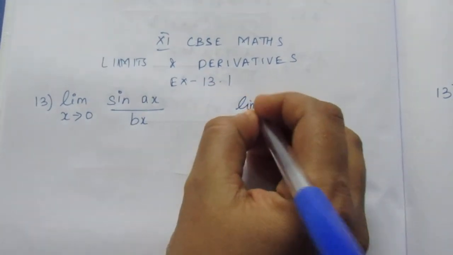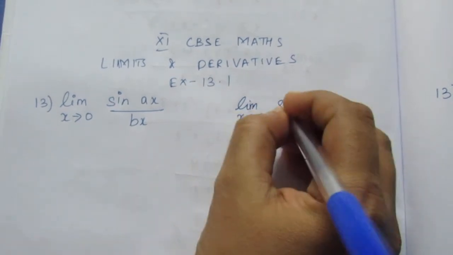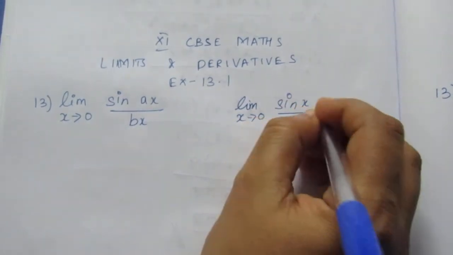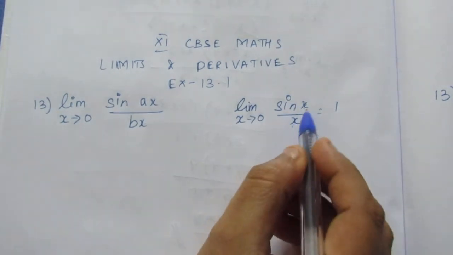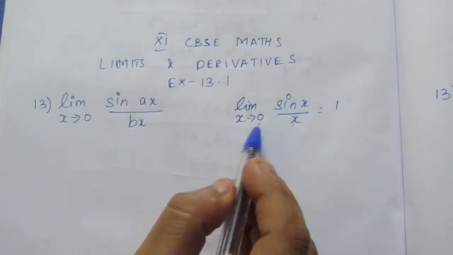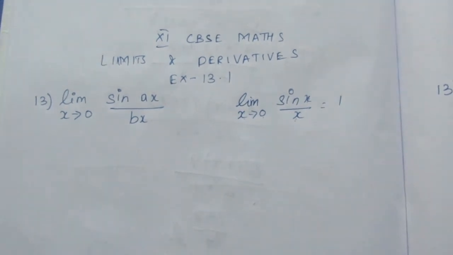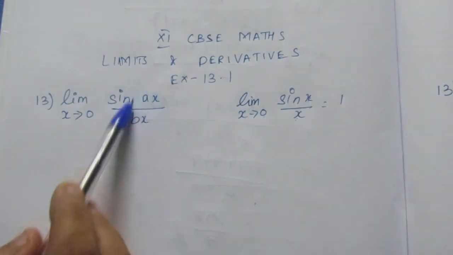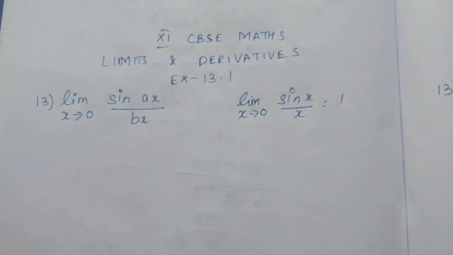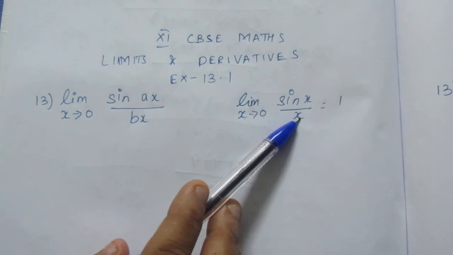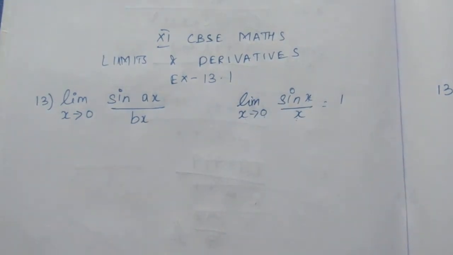Let me write the formula for you. Limit x tends to 0 sin x by x is equal to 1. Here the theta value should be the same as the denominator. Only then we can apply this formula. Now in this case the theta value is ax, but in the denominator it is bx. If it were ax, we could directly apply the formula for limit x tends to 0.